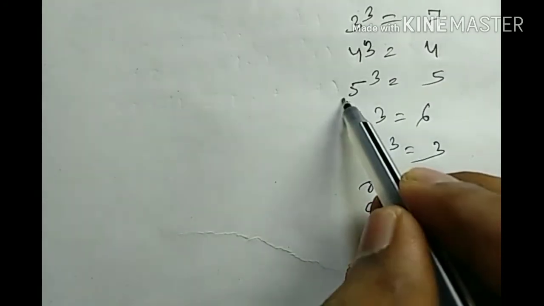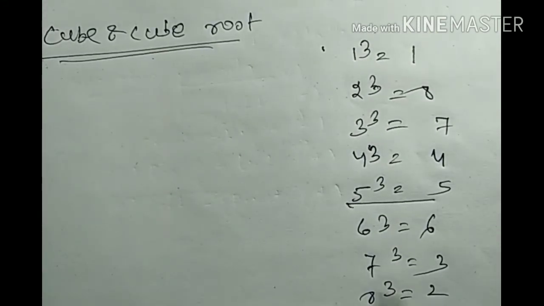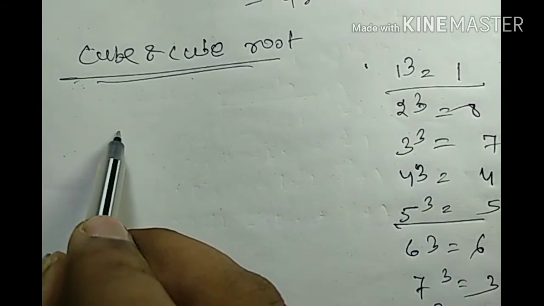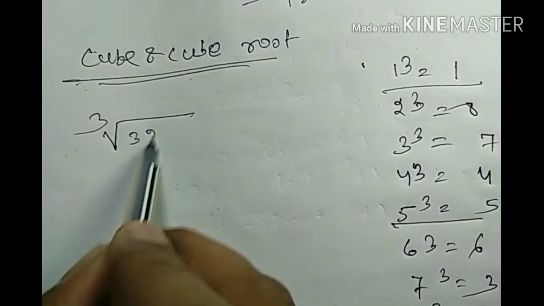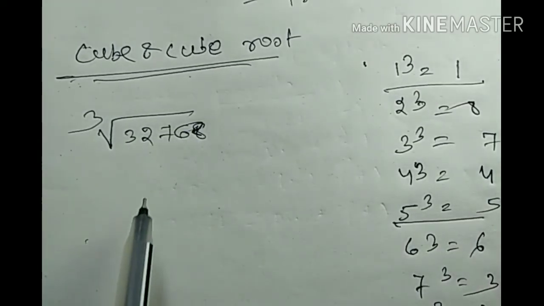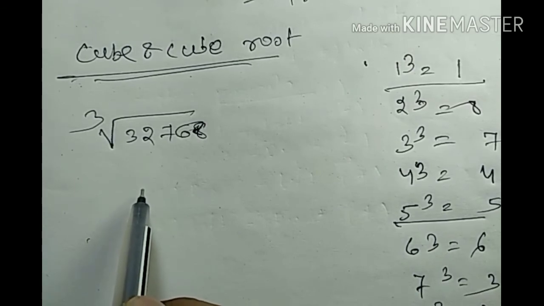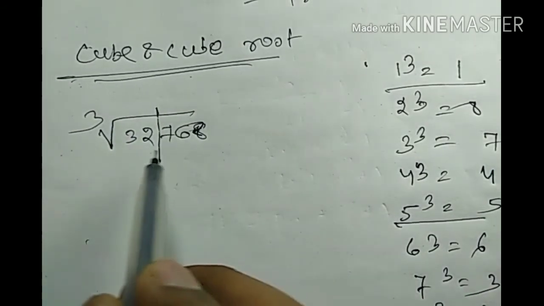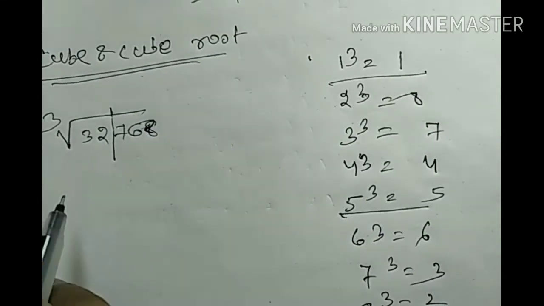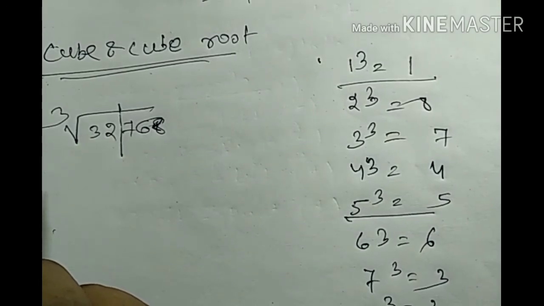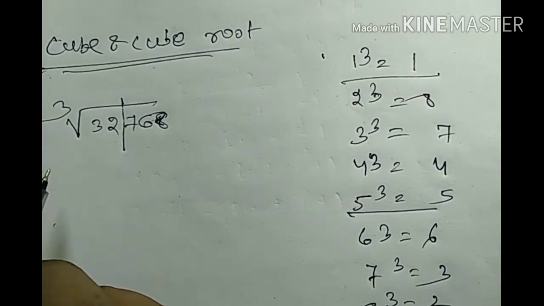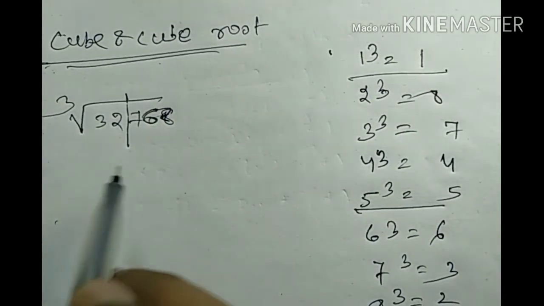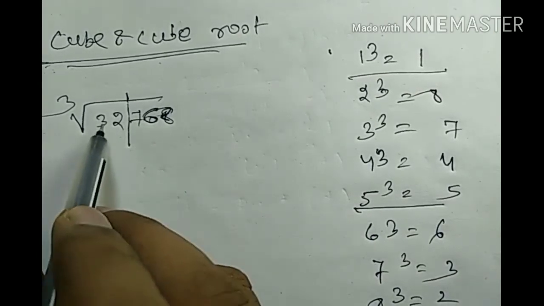Here the cubes of 5, 9 and 1 give the same digit at unit place. Then find the cube root of 32768. As we separated two digits in the square root, here we separate the number into groups of 3 digits from the right side, because we are finding the cube root. Cube means the multiplication of 3 same numbers, the number multiplied 3 times. So we separate 3 digits from the right side.